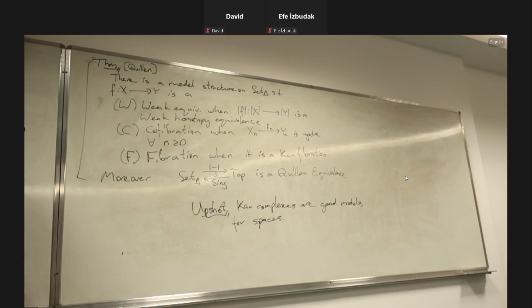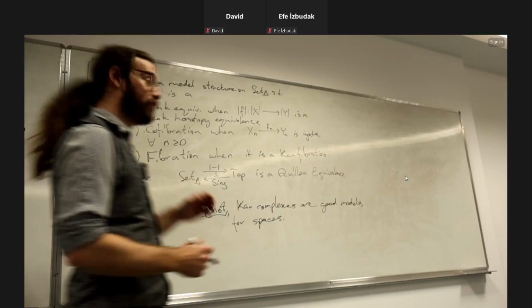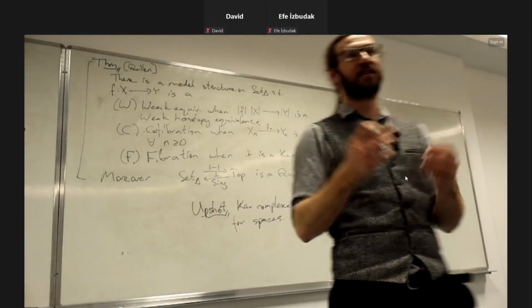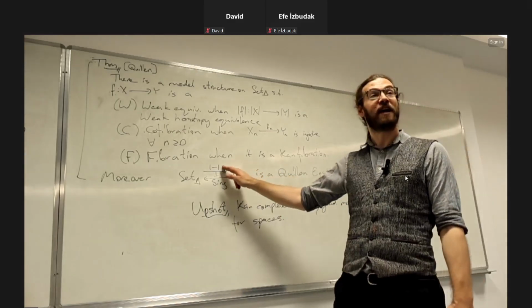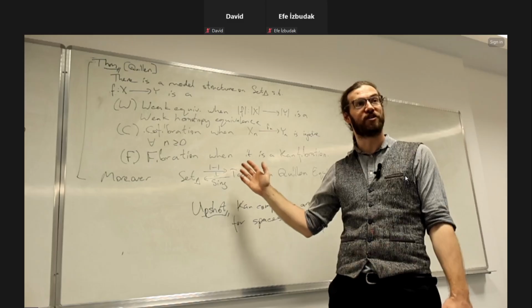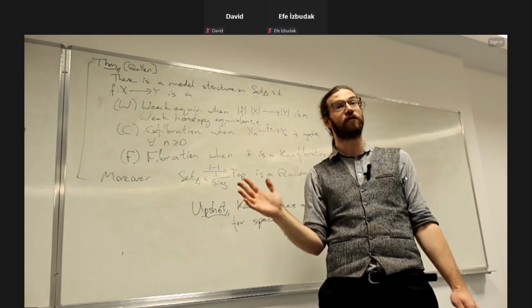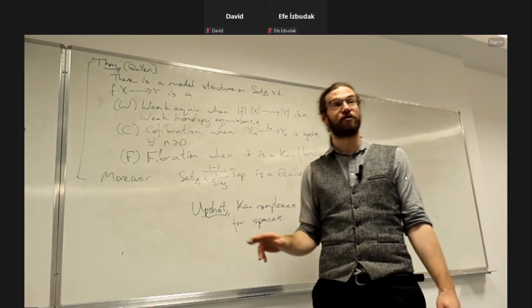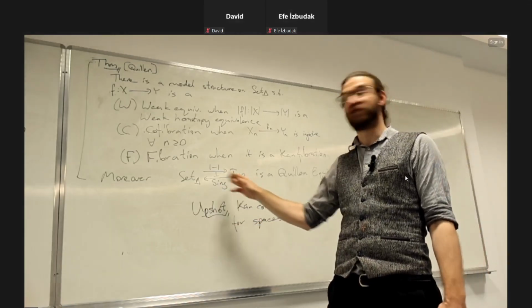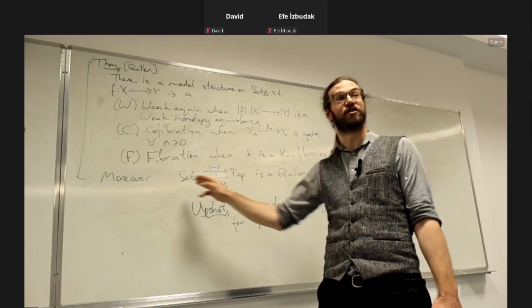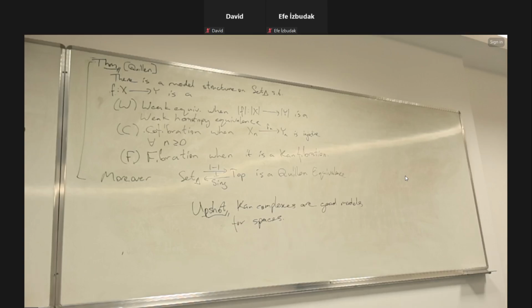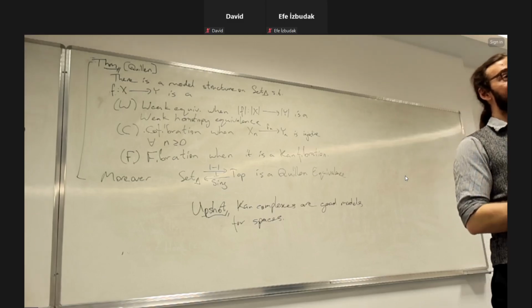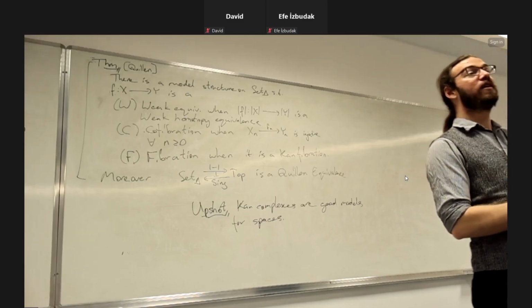A Quillen equivalence is a Quillen adjunction that satisfies an additional property. So a Quillen adjunction says that this left adjoint sends cofibrations to cofibrations and trivial cofibrations to trivial cofibrations, and this right adjoint sends fibrations to fibrations and trivial fibrations to trivial fibrations. And then it being a Quillen equivalence means that the derived unit and derived co-unit are weak equivalences.